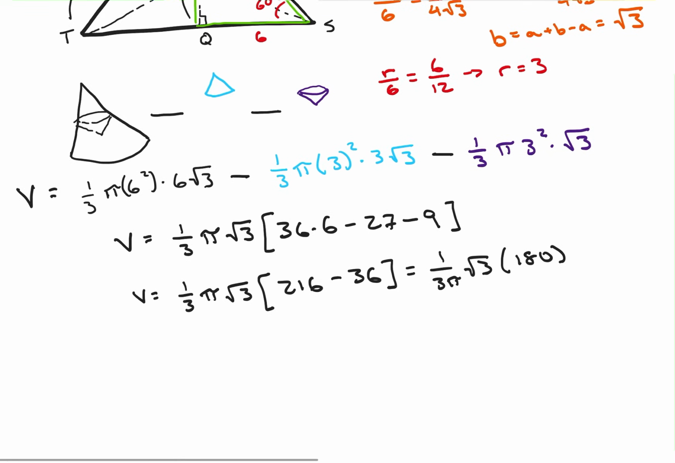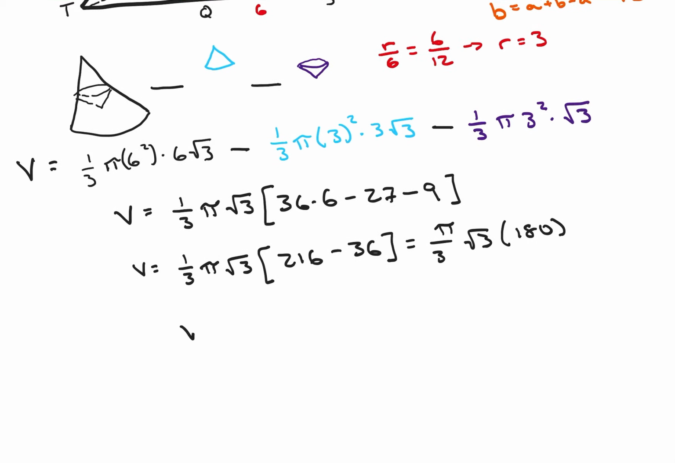180 divided by 3 is 60. Sorry, I accidentally put the pi in the denominator there, so the pi is in the numerator. So we're ultimately going to get the volume is equal to pi times square root of 3 times 60. And that is going to be our final volume here.